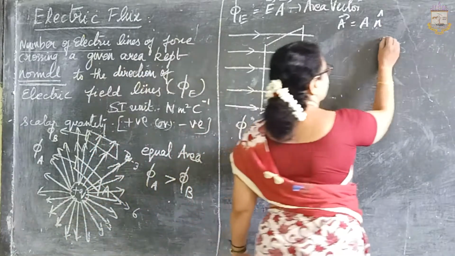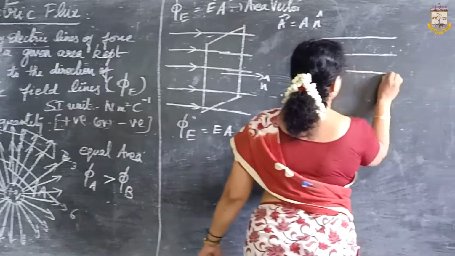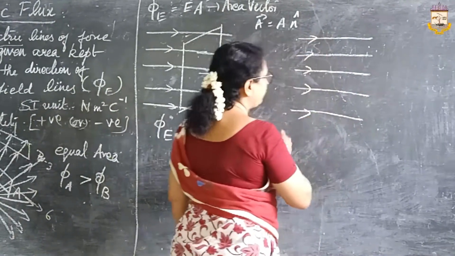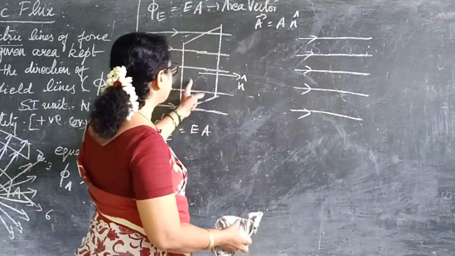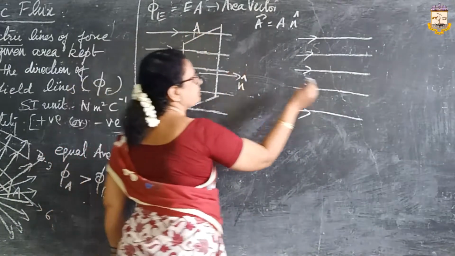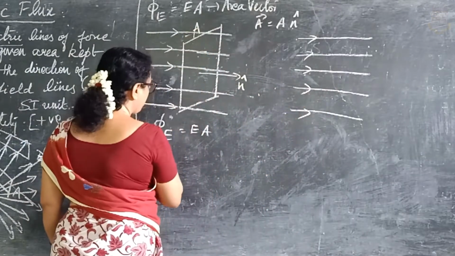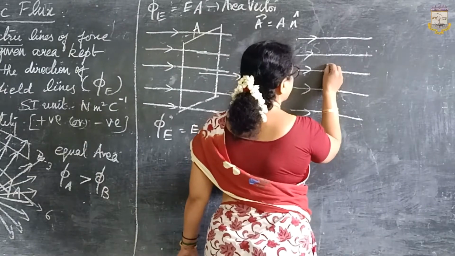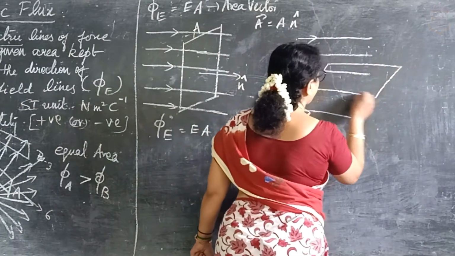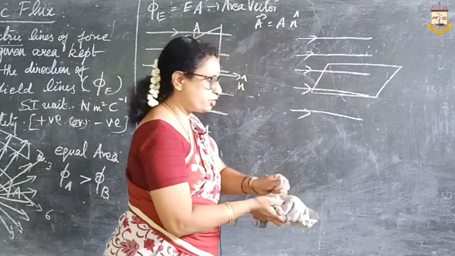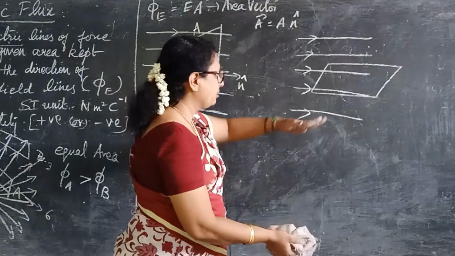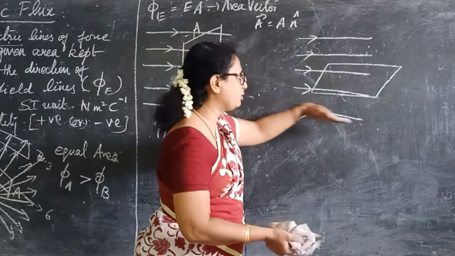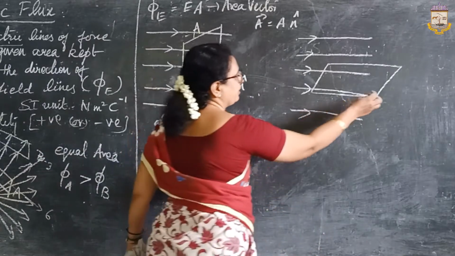Now let us take this example. This is the electric field. Now I am taking this area, this is the area A, here I have kept it normal. So you have got the formula phi E is equal to EA. Let us assume this area is kept parallel to the direction of the electric field. Say the electric field is acting in this direction and the area is also placed parallel to the direction of the electric field. This is the area.